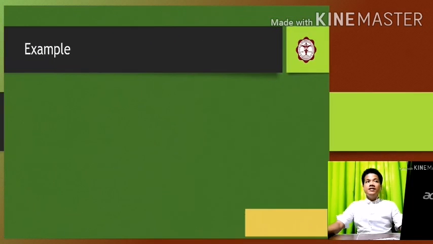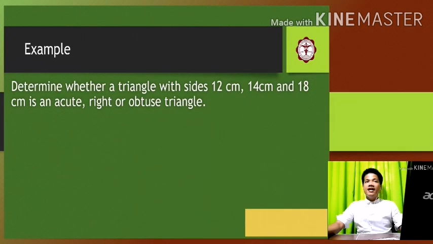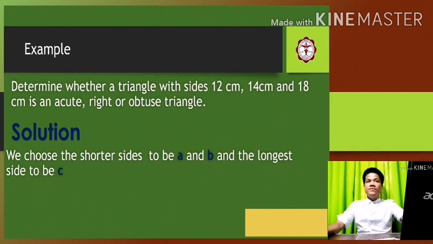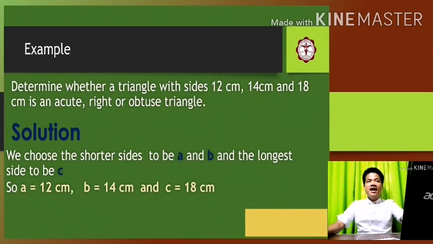For example, determine whether a triangle with sides 12 centimeters, 14 centimeters, and 18 centimeters is an acute, right, or obtuse triangle. Solution. Let the shorter sides be a and b and the longest side be side c. So a is equal to 12 centimeters, b is equal to 14 centimeters, and c is equal to 18 centimeters.